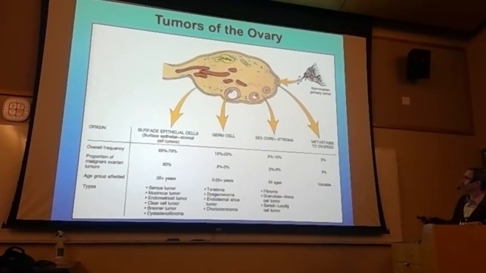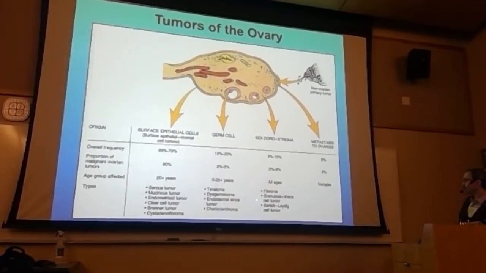Then we have the sex-cord stromal cells. Now, most of the time, when these cells lose proliferative control, they give rise to benign neoplasms. Not malignant neoplasms, but benign neoplasms. Of course, they can give rise to malignant neoplasms also, but usually they give rise to benign neoplasms, including things like fibromas, and these are benign. Granulosa thecal cell tumors, Sertoli-Leydig cell tumors.